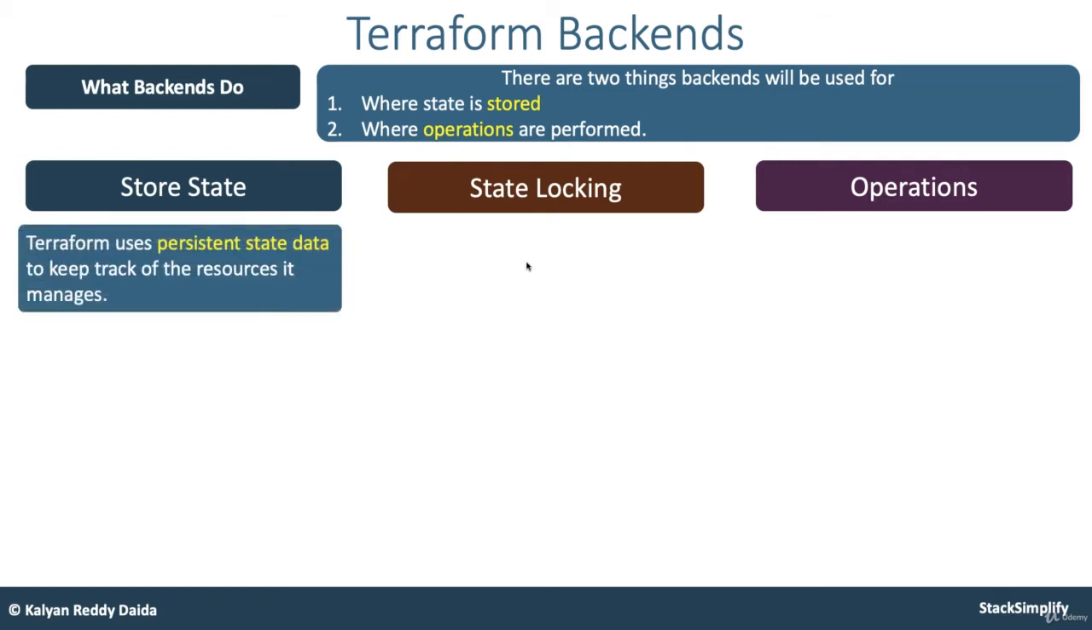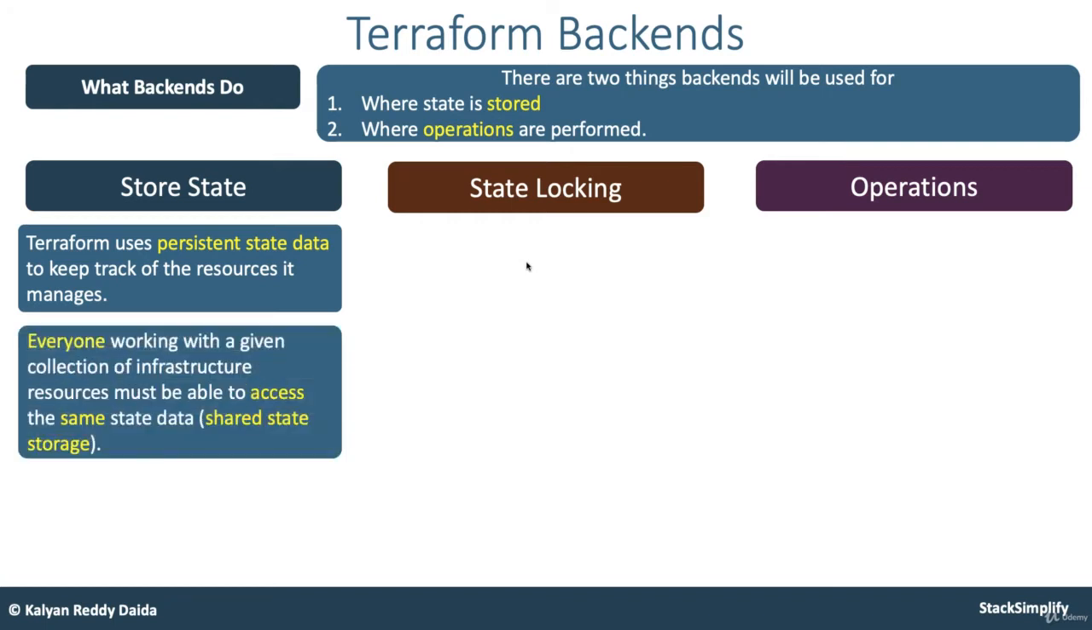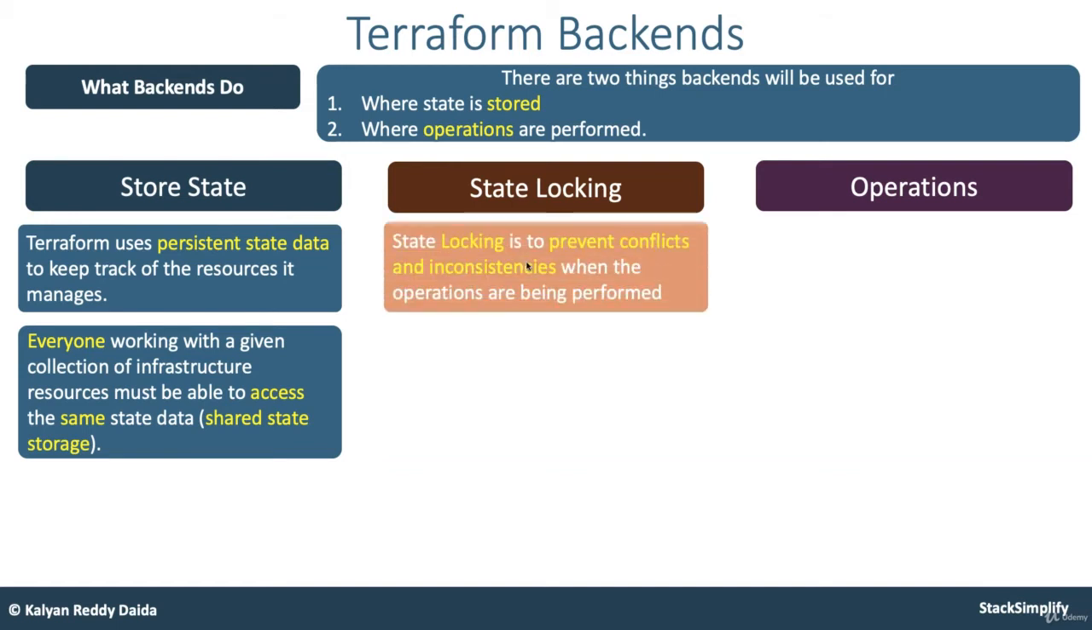Now let's understand state storage. Terraform uses persistent state data to keep track of the resources it manages. So that is the basic definition of our terraform.tfstate file. Everyone working with a given collection of infrastructure resources must be able to access the same state data. That's the reason we need a shared state storage. The next thing is state locking. State locking is to prevent conflicts and inconsistencies when operations are being performed. So that's about state locking.